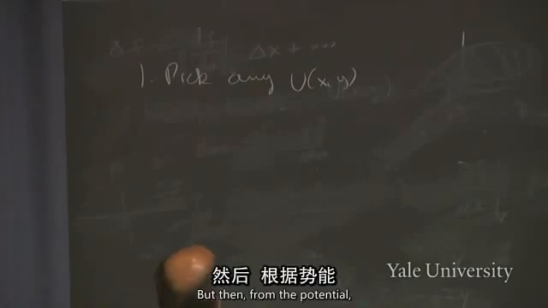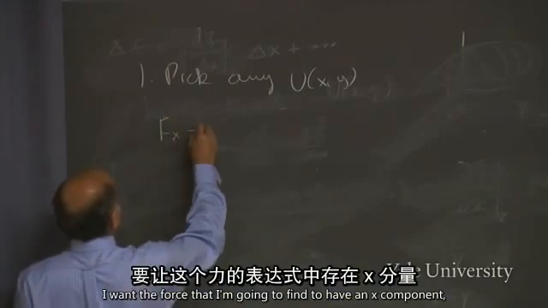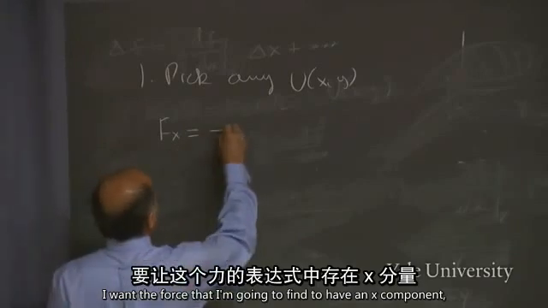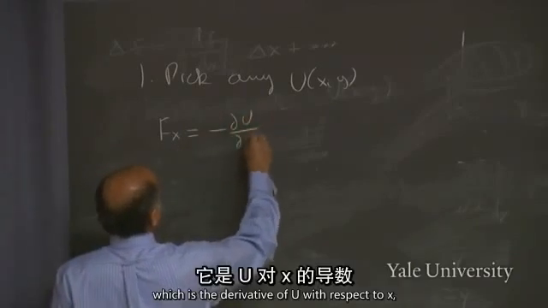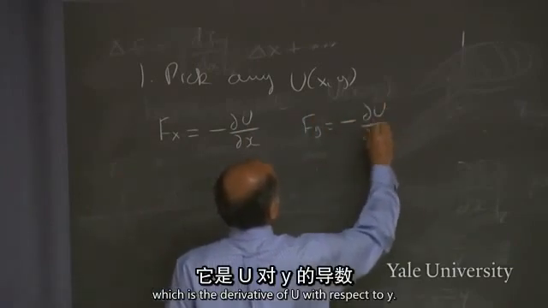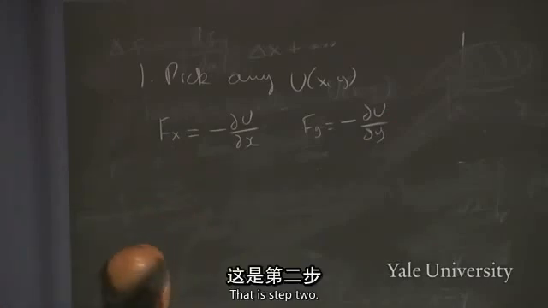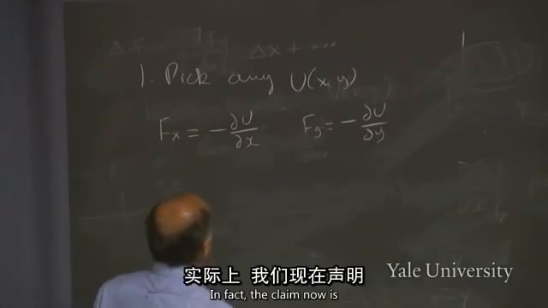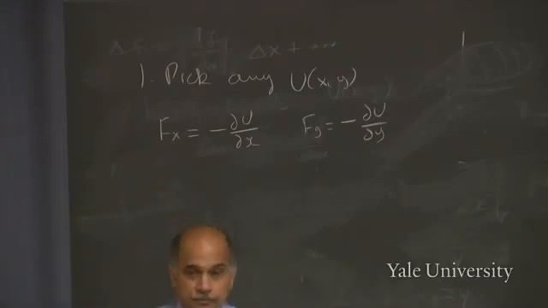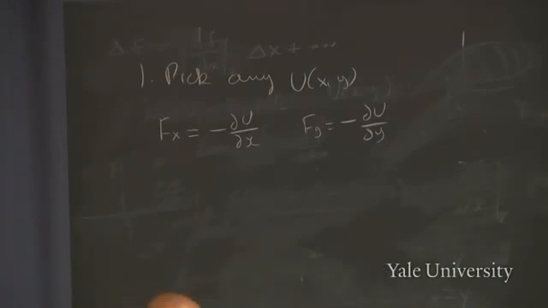But then, from the potential, I want you to manufacture the following force. I want you to find the force that is going to have an x component, which is minus the derivative of u with respect to x, and it's going to have a y component, which is minus the derivative of u with respect to y. That is step 2. In fact, the claim now is this force is going to be a conservative force. And in fact, its potential energy associated with it will be the function u you started with.